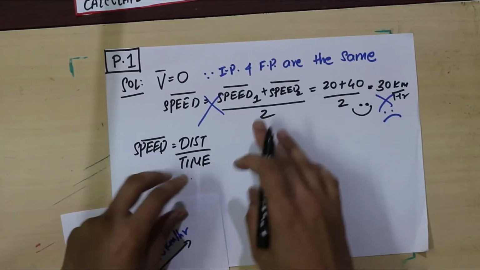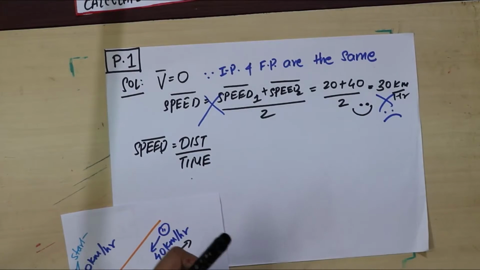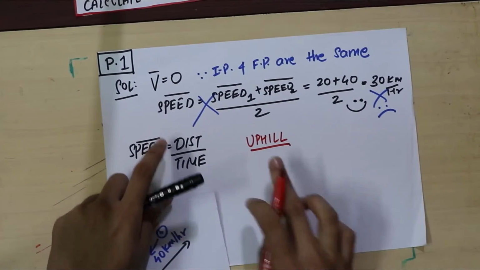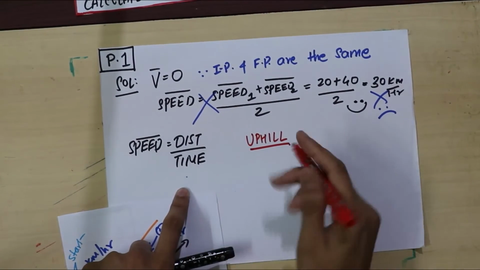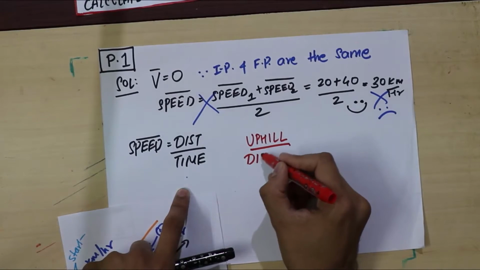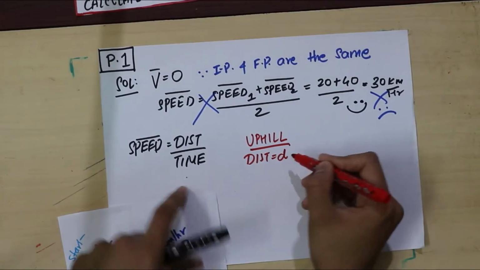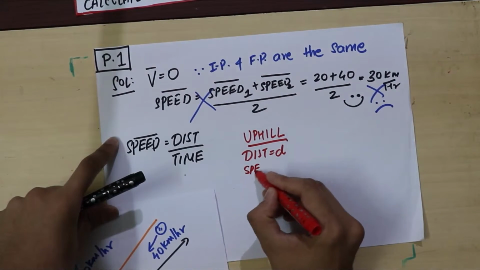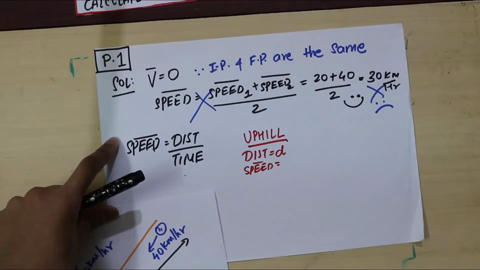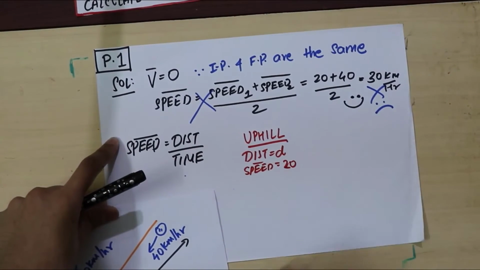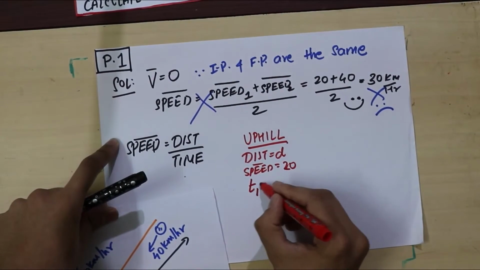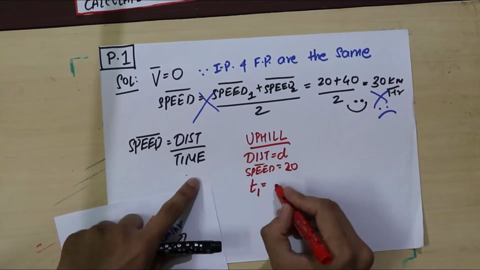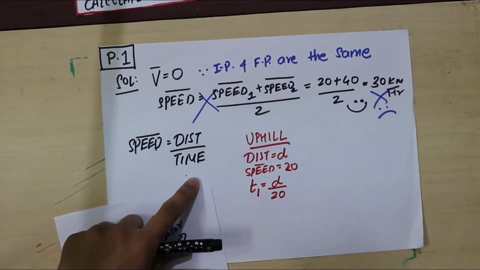So what we'll do is we'll divide this into two parts. We'll take, let's say, uphill first. In the uphill, the distance traveled is d. The distance is d according to my drawing. And the speed, it's average speed, but that's okay. The speed is 20. So what's the time taken uphill? I'm going to call it t1. Speed is distance by time, so time is distance by speed. So it is distance d divided by speed 20.